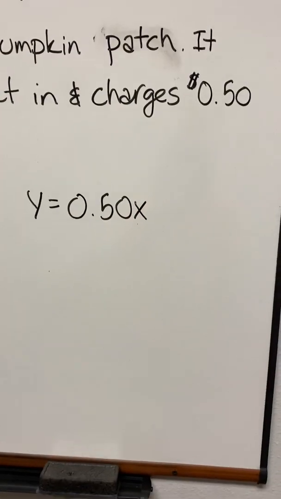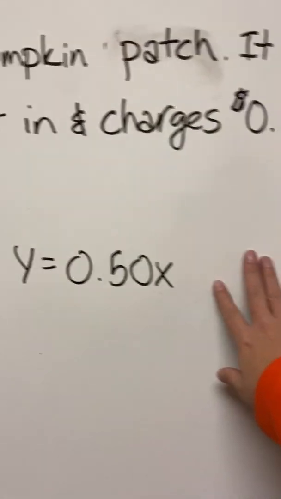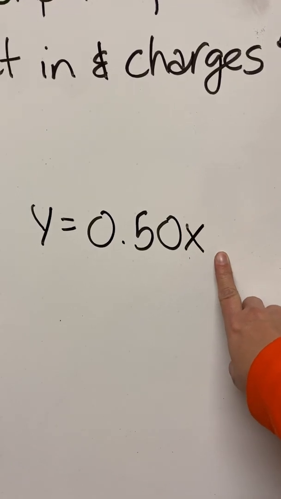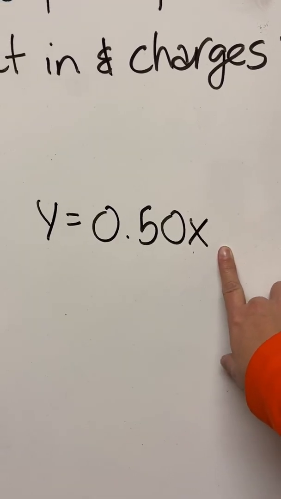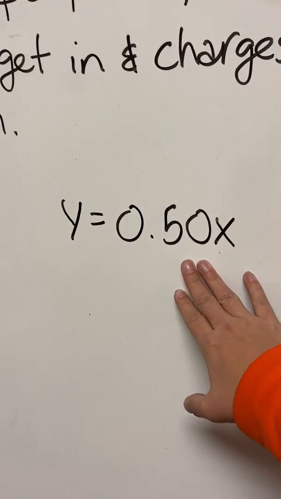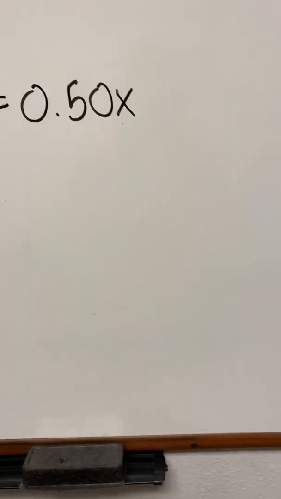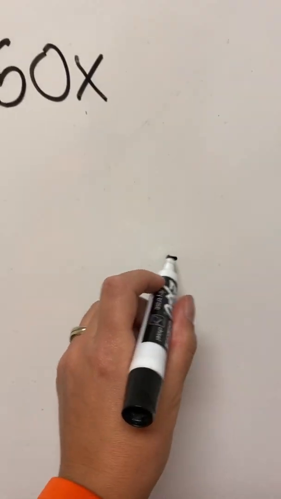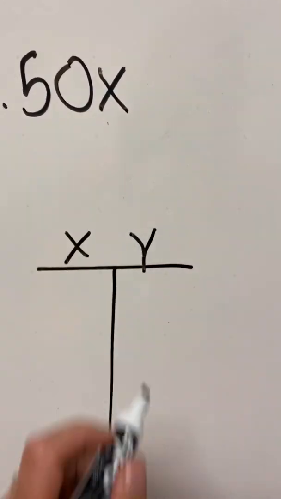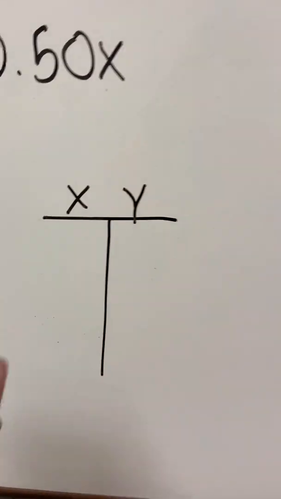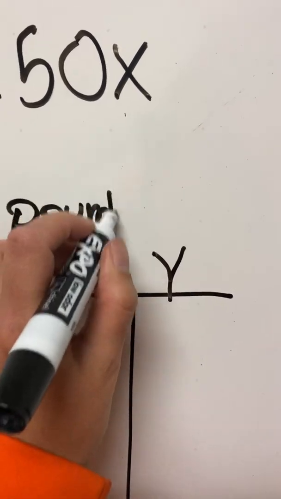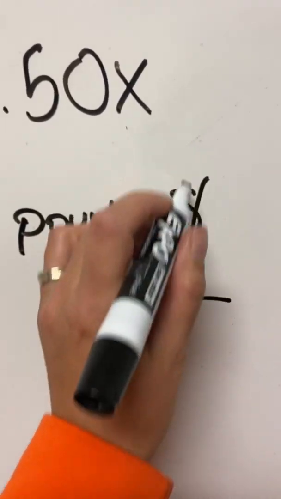Right, so your equation is y equals 50 cents x. We're not adding anything to this equation because there's no charge to get in, right? So when I'm looking to see if it's proportional on an equation, I'm making sure I'm not adding anything to the equation. So there's no plus number, so I can tell already that this is going to be proportional. When you make your table, right, we got x, y. X is going to be the pounds for your pumpkin, and y is the money.